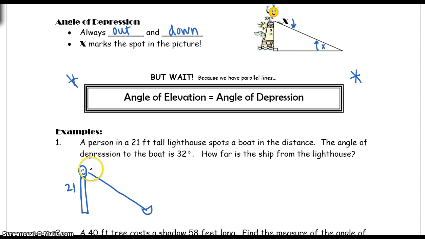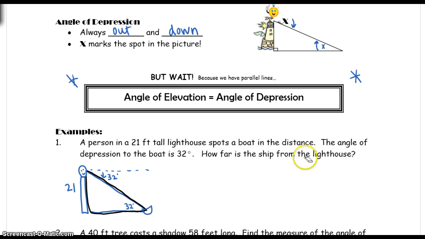Now be careful, because angle of depression would be out and down, and that would be 32 degrees, out and down. But remember what we said. The angle of depression and the angle of elevation are the same because we have parallel lines which cause alternate interior angles. So if I turn this into a triangle right here, if this is 32 degrees there, this must be 32 degrees right there. Okay? And I'm going to use this triangle right here.